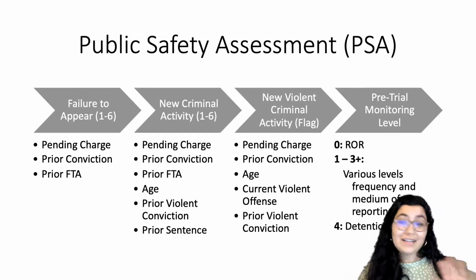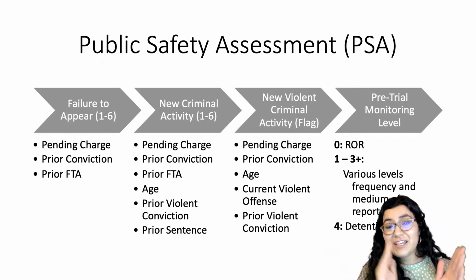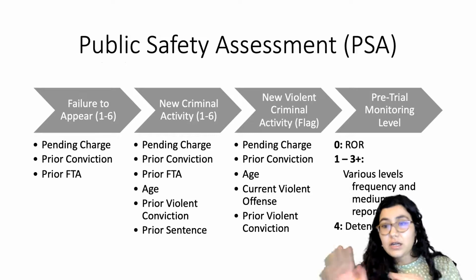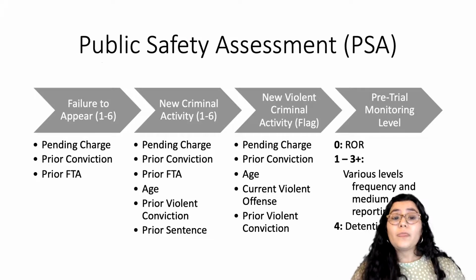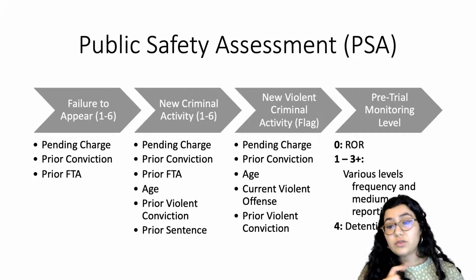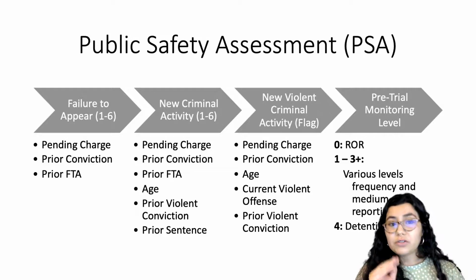If you're interested in that, I have done some research on that, happy to share with you all. But each of these specific gray areas is part of the risk assessment score. So the failure to appear and new criminal activity is a 1 through 6 that you get. For each of those individual measures underneath it, it helps compose the larger failure to appear variable.